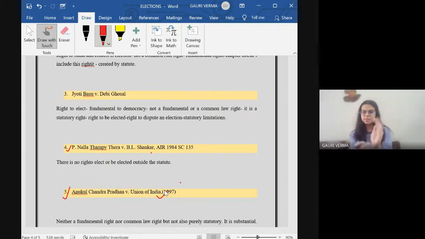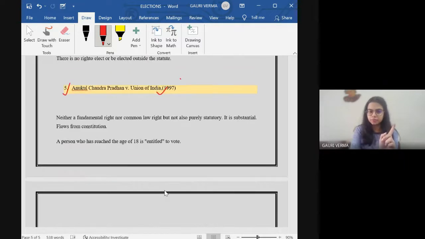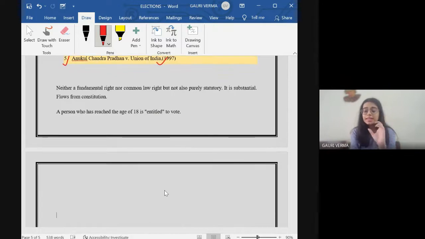We've read this. But it is not purely statutory as well. And how it is not purely statutory, we'll study about it. It is substantial, and it flows from the Constitution. It is not something that the legislature has given us. This is something that the Constitution has given us.